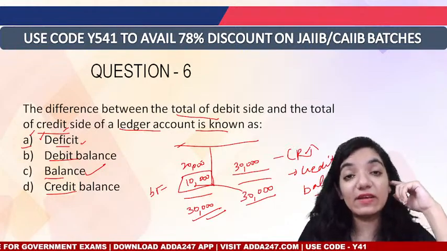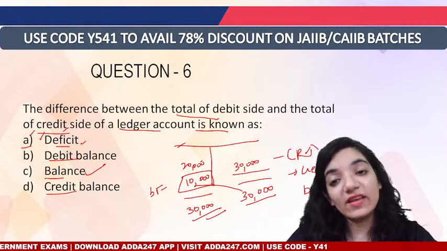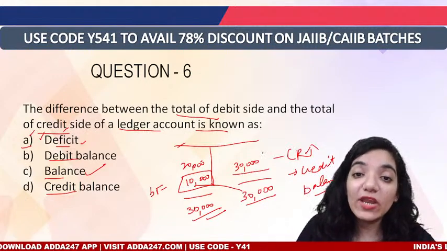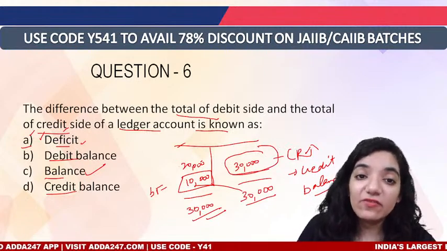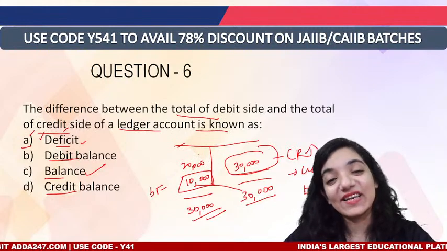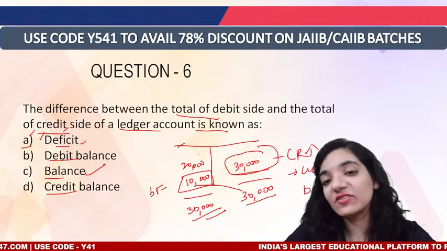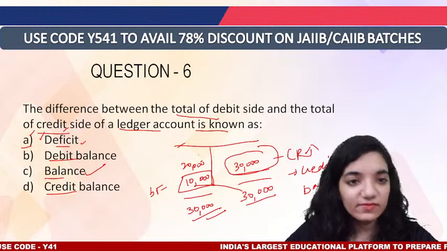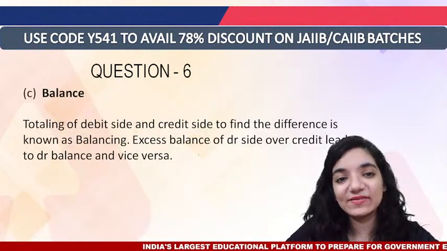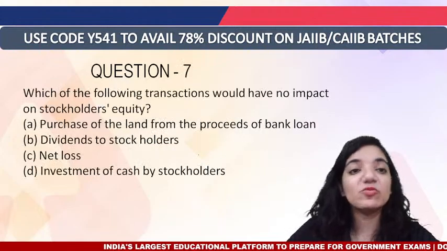And if the vice versa had been there, then it would have been called a debit balance. The reason is that we have more on the credit side, and even if we remove 20,000, we still have more on the credit side. 10,000 is still there, which means it's a credit balance. Right, the correct answer is C, credit balance. Now let's move on to the next question.